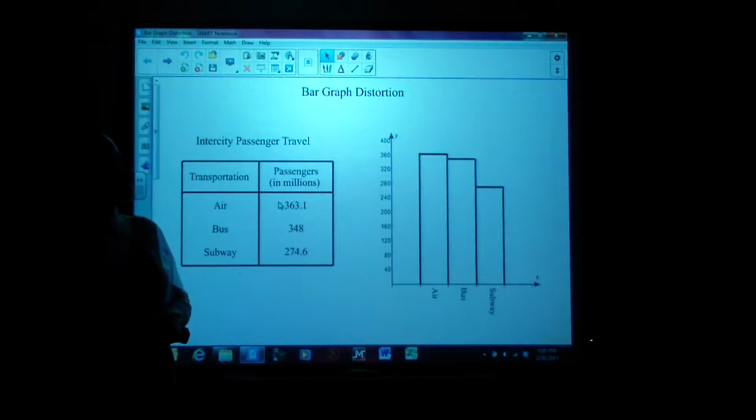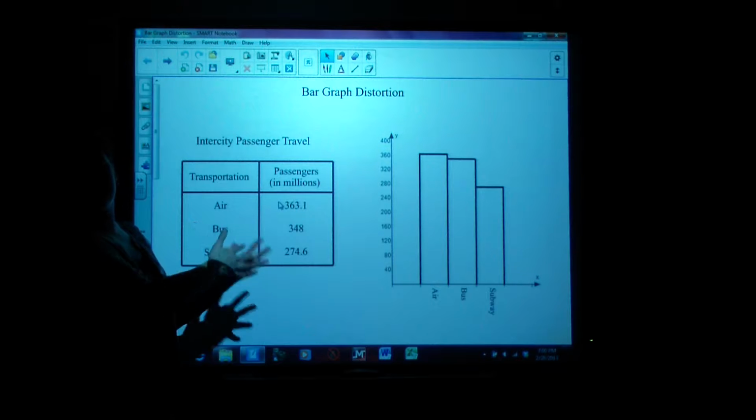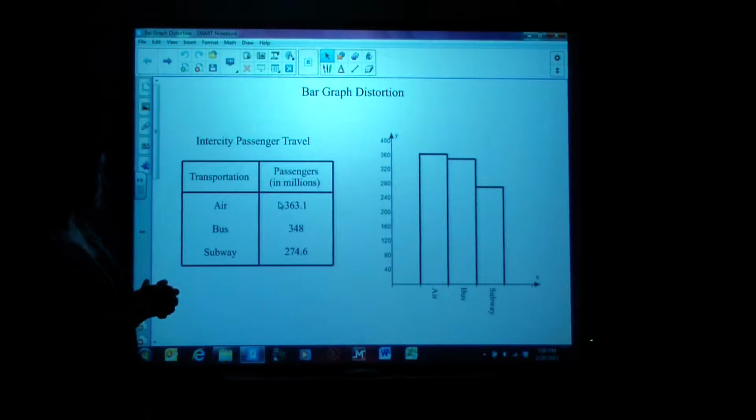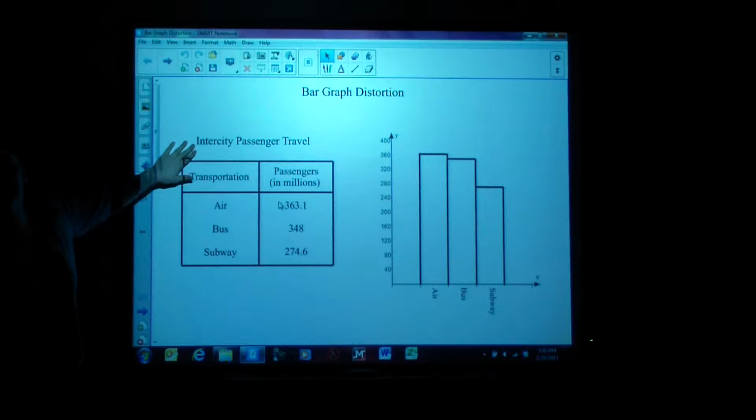This MCA review has to do with bar graph distortion. So, things you have to watch out for: how we can see if bar graphs are being distorted, if what we are seeing on the graph is accurate. Okay, what we're going to start with is just some data.